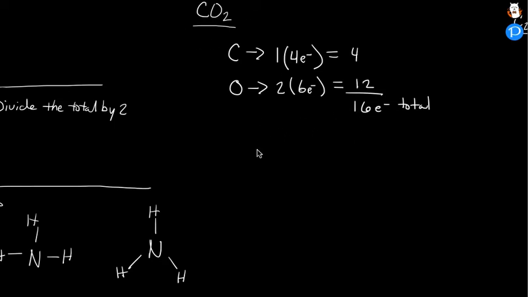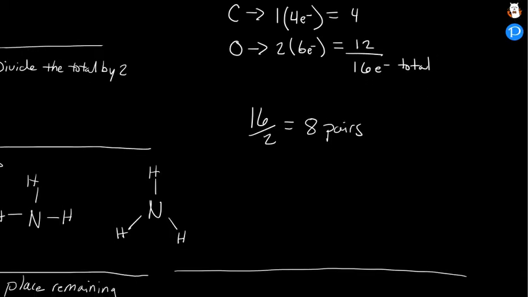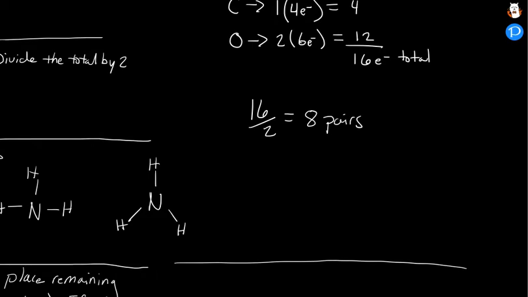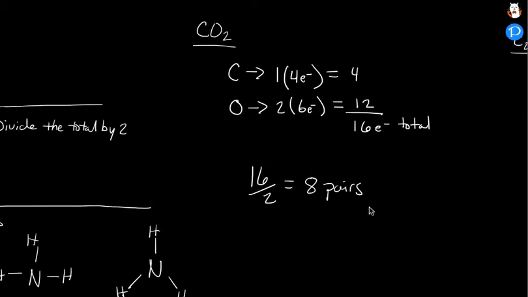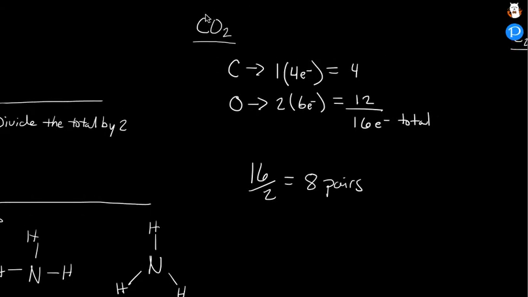Let's figure out how many bonding pairs there are going to be. So 16 divided by 2, I'm going to have 8 pairs. 8 pairs are going to show up in my final thing. All right, so again, let's draw out what our basic structure is going to be. I've got 1 carbon and I've got 2 oxygens.